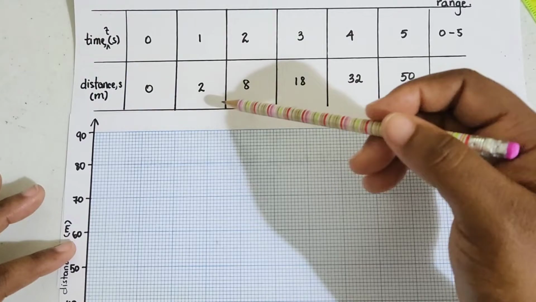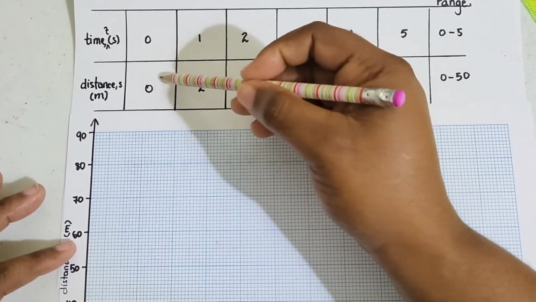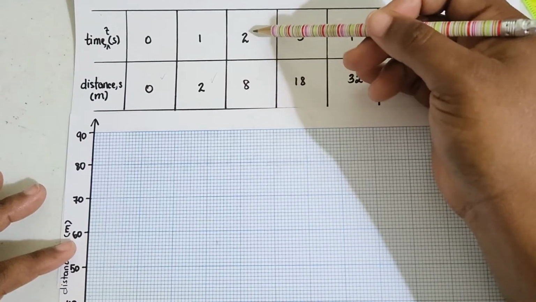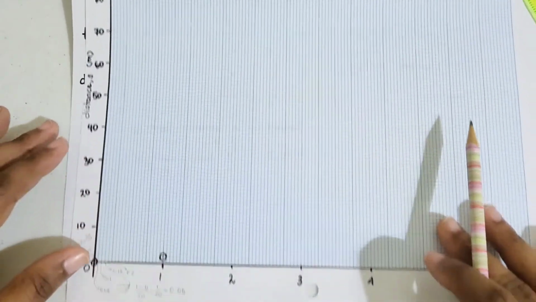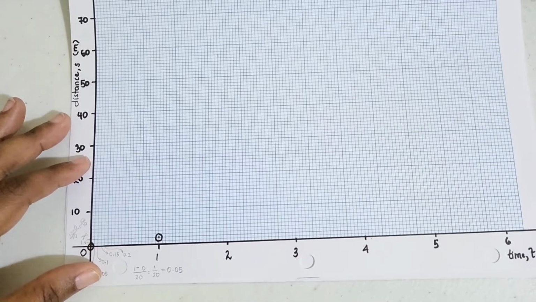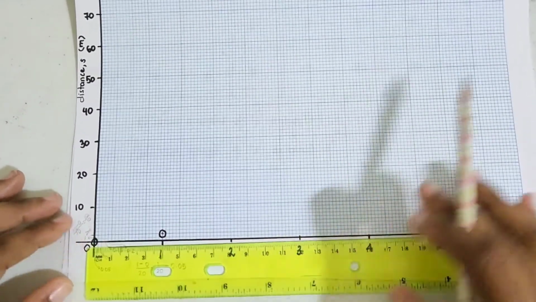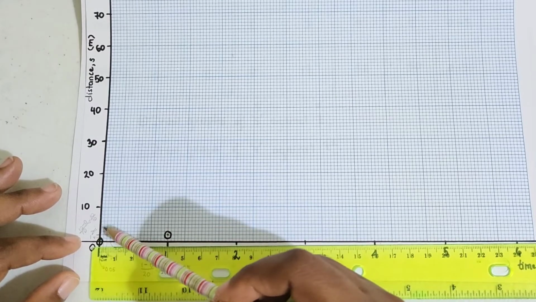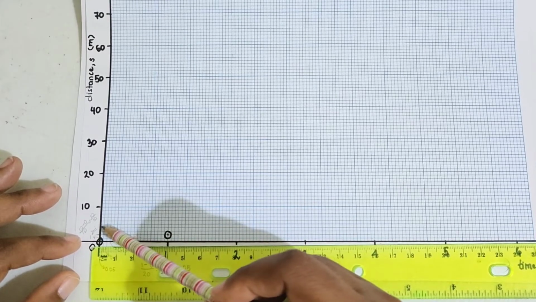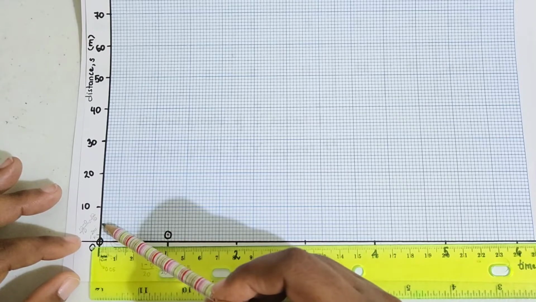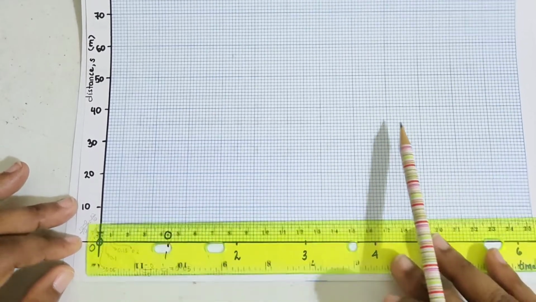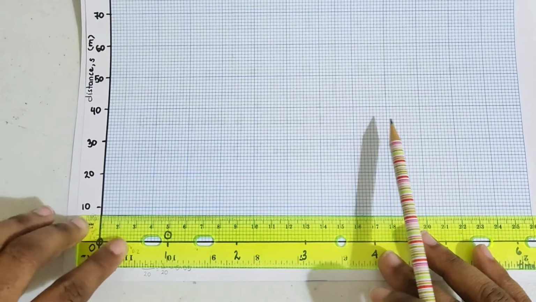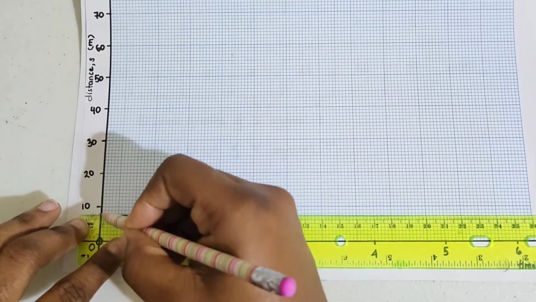So again, we did this point and we did this point. So now we're looking for when the distance is 8 and the time is 2 seconds. So again, we look for 8, and we know that each space over here is 1. So this is 2. We know this is 5. So this is 3, 4, 5, 6, 7, 8. So when the distance is 8, this is 8 right here.